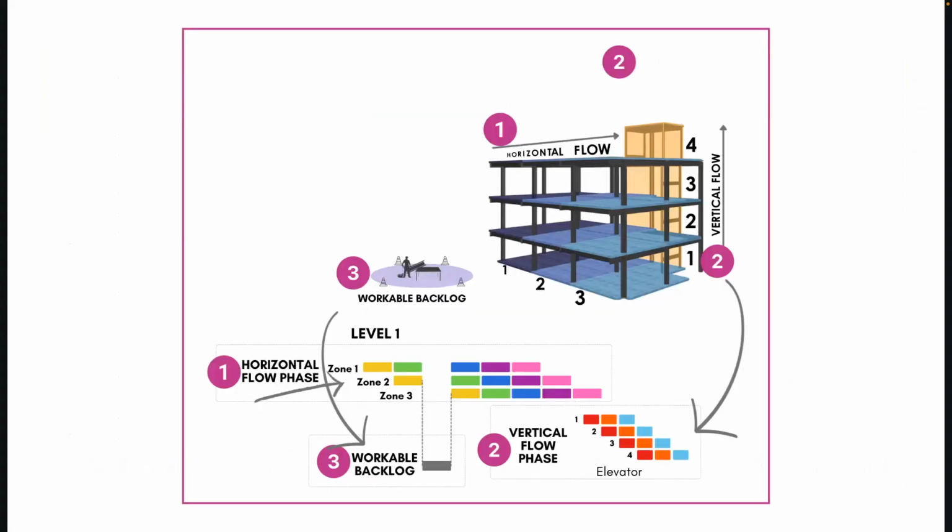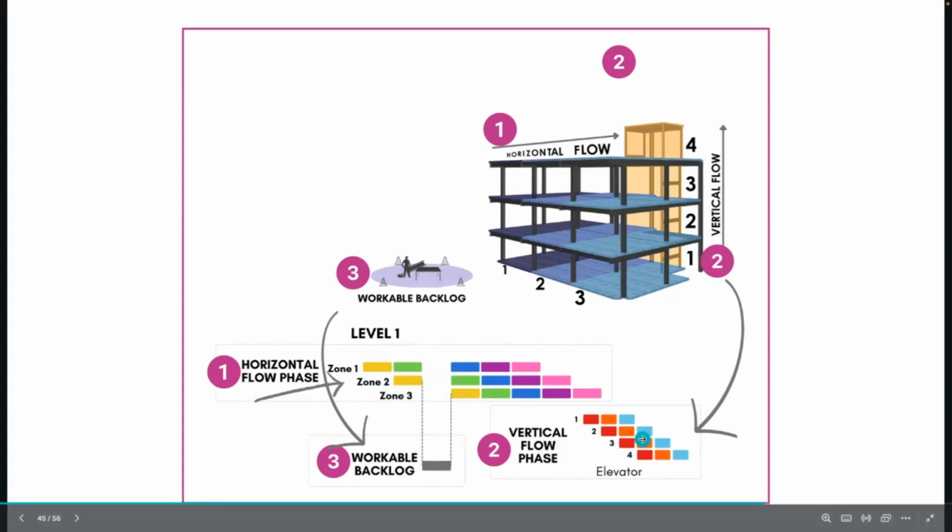And I do want to close out by saying that when you are looking at your horizontal flow or your vertical flow, your horizontal flow is when your trades are moving horizontally across the floor. Vertical is when they're moving up, right? And you will see these shown differently in the schedule. So this down here is our horizontal flow, okay? This is our vertical flow. It's shown as a separate phase.